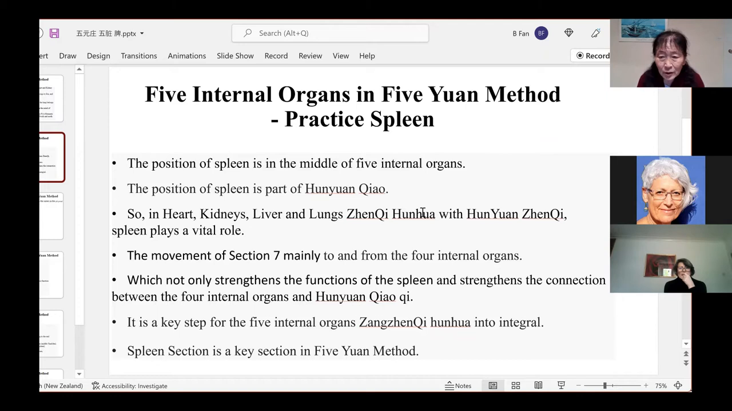The movement of section 7 is mainly a movement from and to the four internal organs: the heart, kidneys, liver and lungs, all around, in and out. So the movement covers the four internal organs. It not only strengthens the function of the spleen, but also the connection between the four internal organs and Huaxiao. That's why we say it has a vital role, because the spleen moves around all four internal organs and works together with Huaxiao.